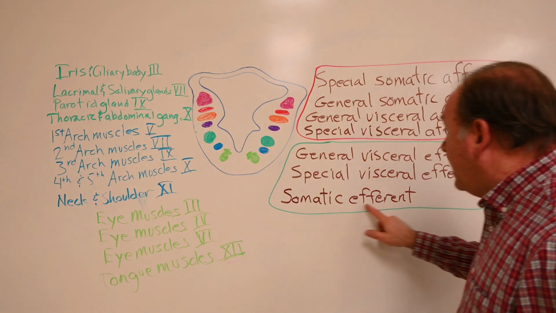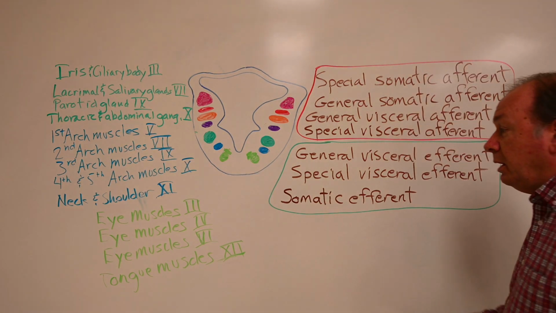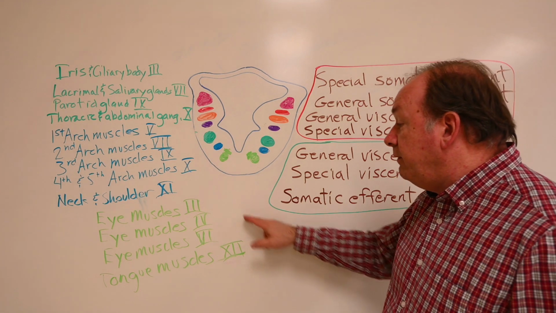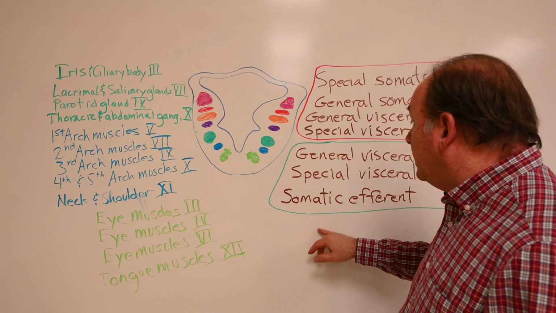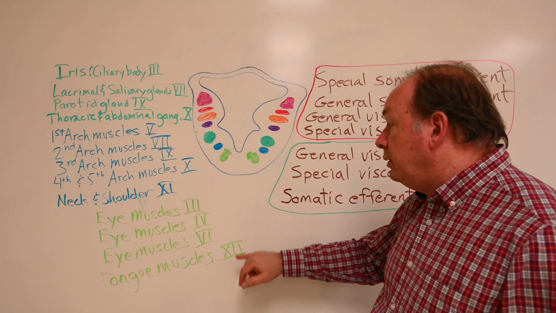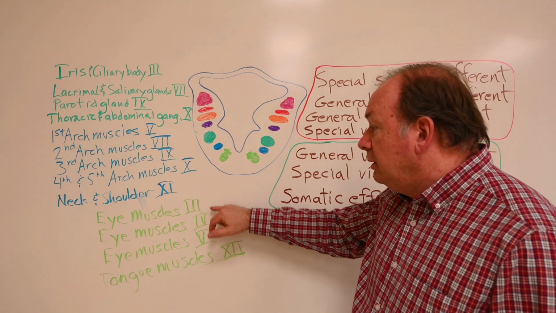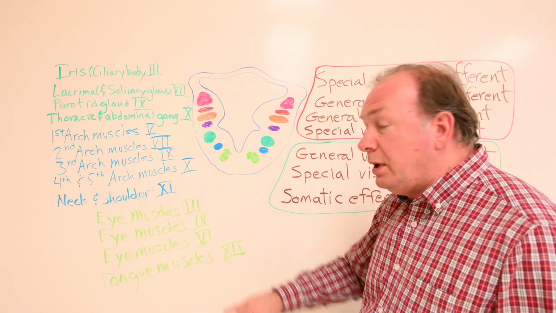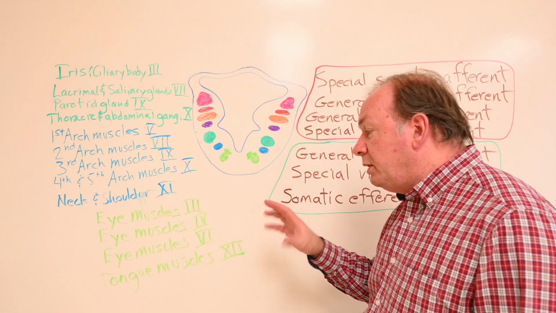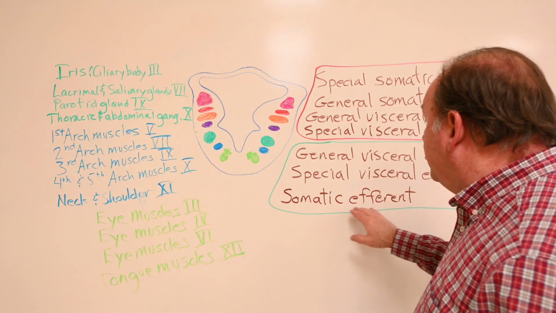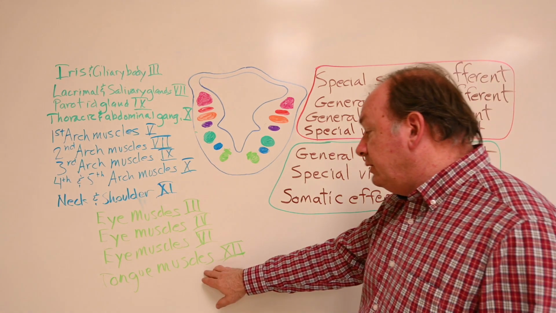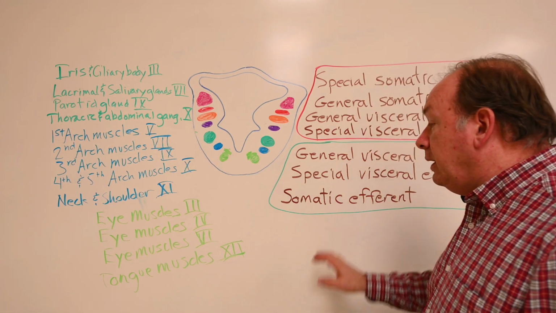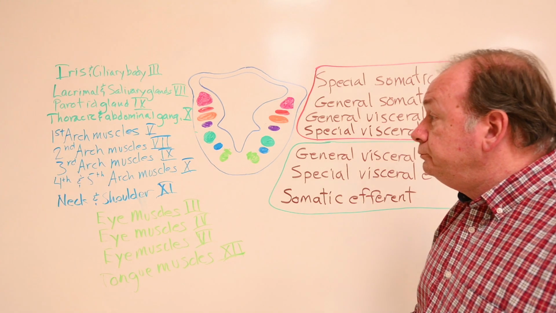Finally, the somatic efferent going to the structures outside of the viscera, with the exception of the tongue there, I guess. But anyway, that's included in the group. Eye muscles. We have 3 cranial nerves, the 3rd cranial nerve, the 4th, and the 6th cranial nerves, all controlling movement of your eyeball. So that's included in this somatic efferent group, as are the tongue muscles in there that control the tongue.